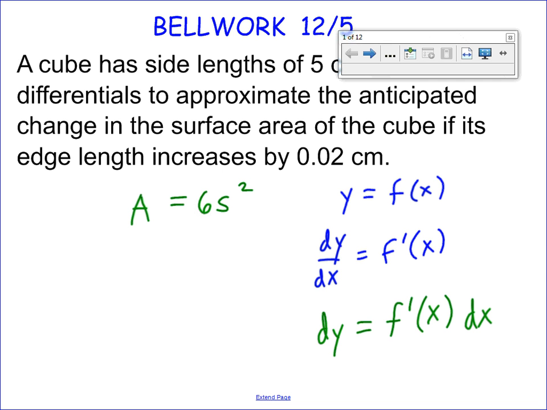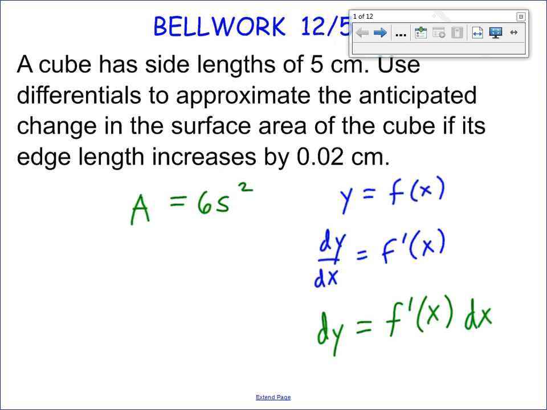The key here is that we're going to apply it to our surface area formula for our cube, and our f prime of x, the instantaneous rate of change, will be taken at that 5 centimeter side length, and then we'll use delta x for my small step of 0.02 centimeters. So here we go. If A is given by 6s squared, then dA, that small change in A, must be given by A prime of s, which would be 2 times 6 is 12, s to the first, multiplied by ds, a small step in my s value.